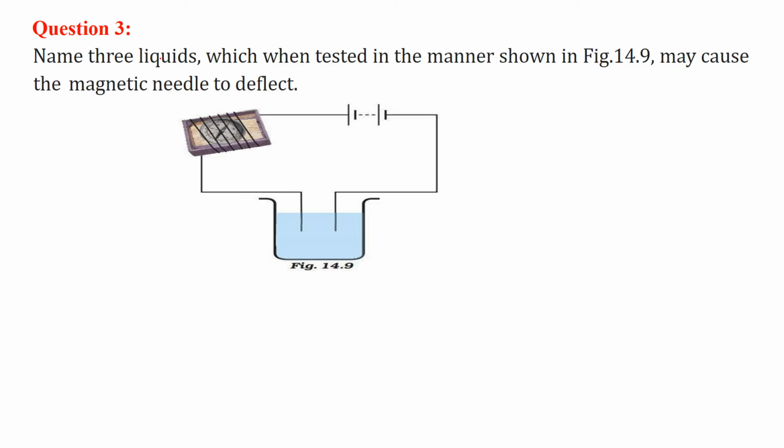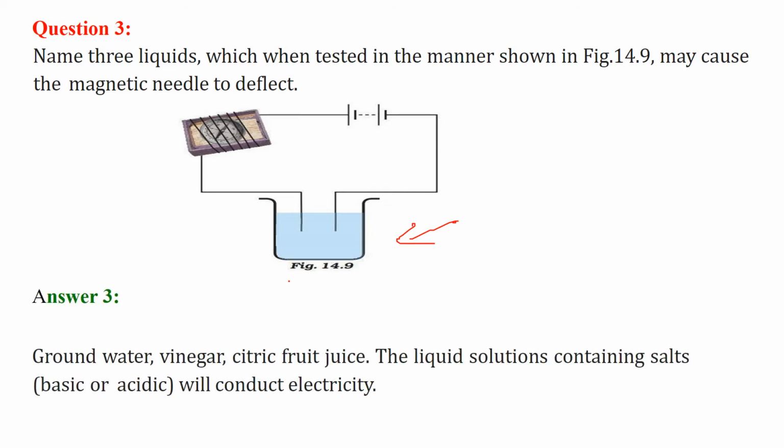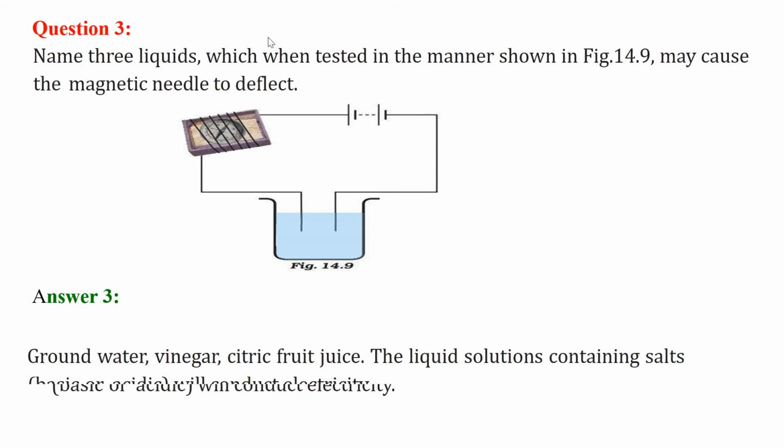We have to name three liquids which, when tested in this manner, may cause the magnetic needle to deflect. We can have groundwater, vinegar, citrus fruit juice. Why? Because all these liquid solutions contain salts, basic or acidic, that will conduct electricity.